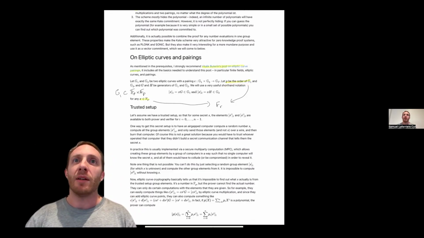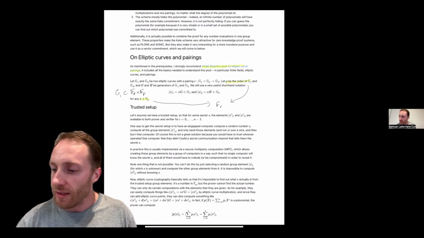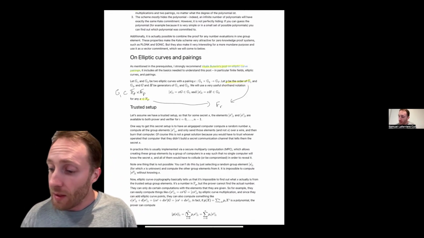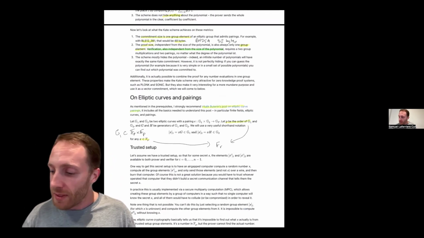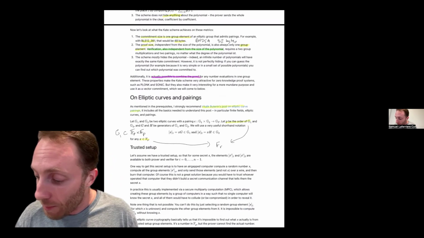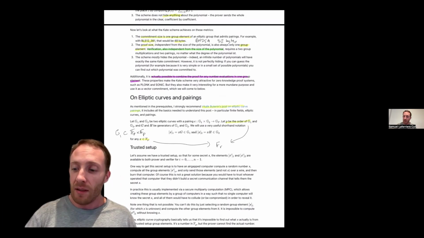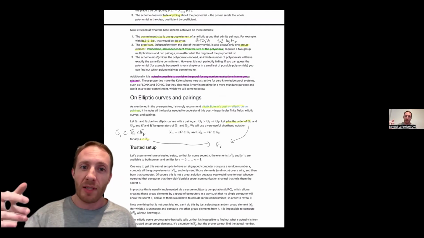Oh, as I'm looking at my notes, I do see that I forgot to say something. Apart from the properties that we saw above, it is actually possible to combine proofs for any number of evaluations into a single group element. So this is another, even more succinct kind of proof.